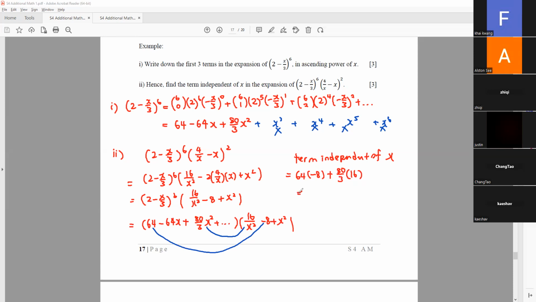So the answer will be negative 256 over 3. Okay. This x squared times x we don't do, because it doesn't become a term independent of x. Term independent of x means there should not be any x when you multiply. So like 64 times negative 8, there's no x. 80 over 3x squared times 16 becomes 80 over 3 times 16. The x squared also is not there.